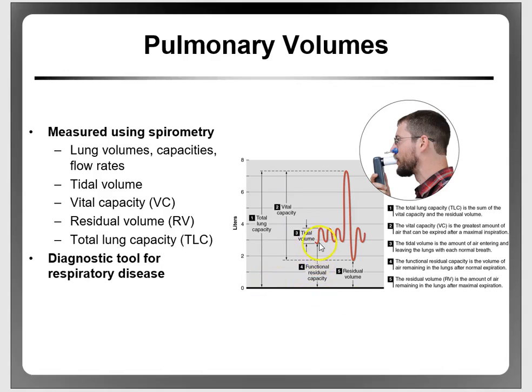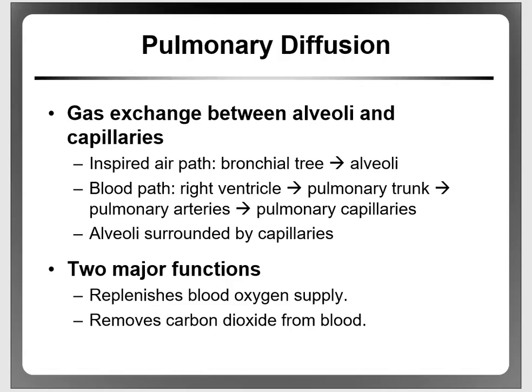And then the only other one here to point out is number 4 here. This is that functional residual capacity. And that is the volume of air remaining in the lungs after a normal expiration. All right, let's move on to the next slide.